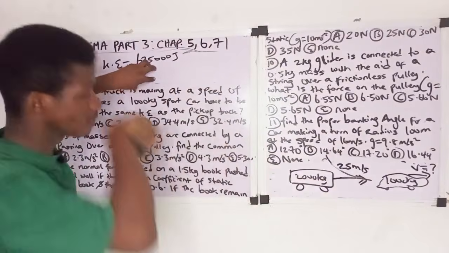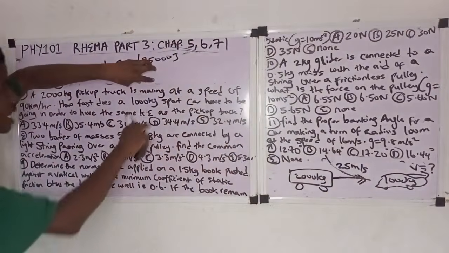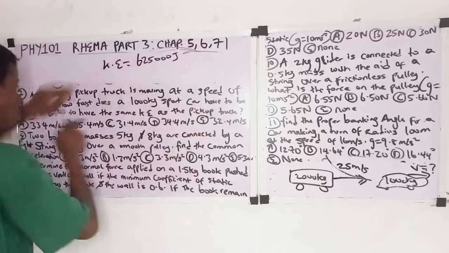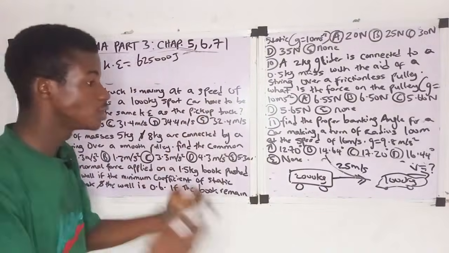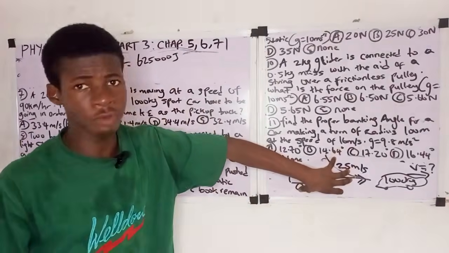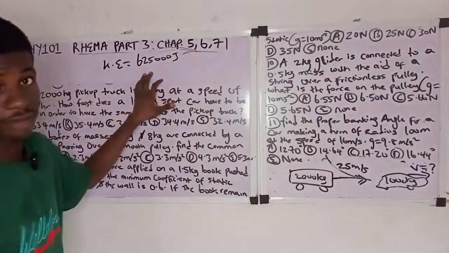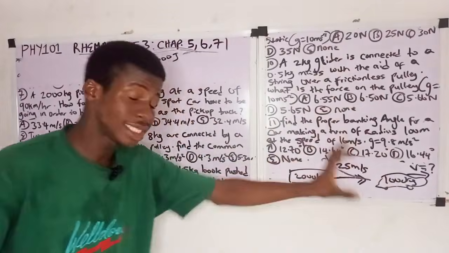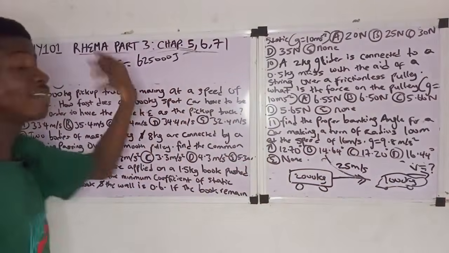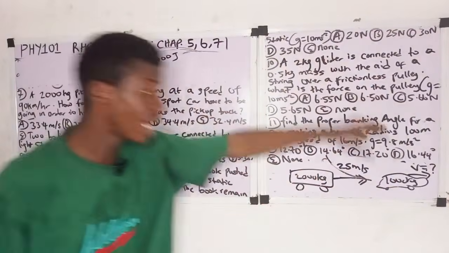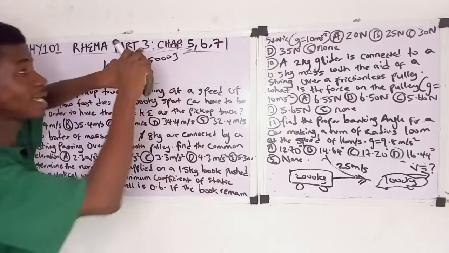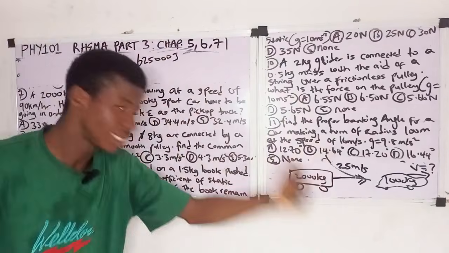Yes. Now look at the question. It said, how fast does a 1,000 kg sports car have to be going in order to have the same kinetic energy as the pickup truck? So the kinetic energy of the pickup truck is 625,000, right? Yes. So if the car has the same kinetic energy as the pickup truck, now from that kinetic energy, let's get the velocity.